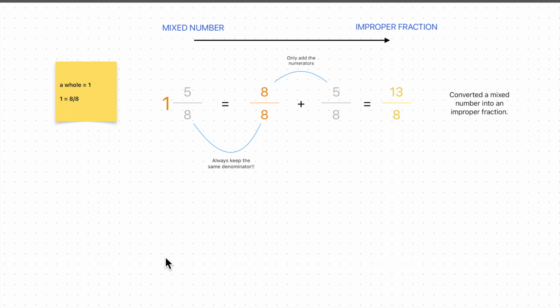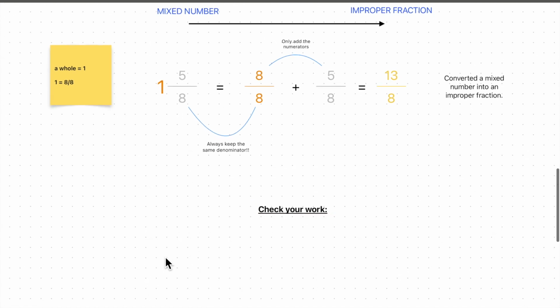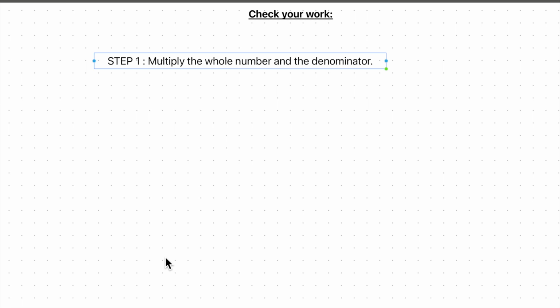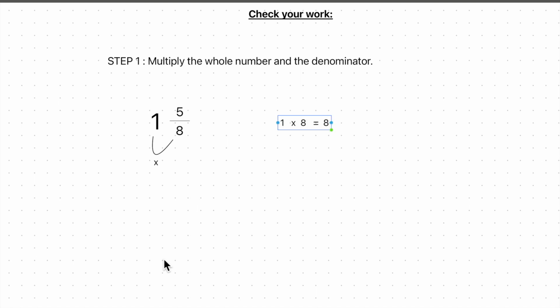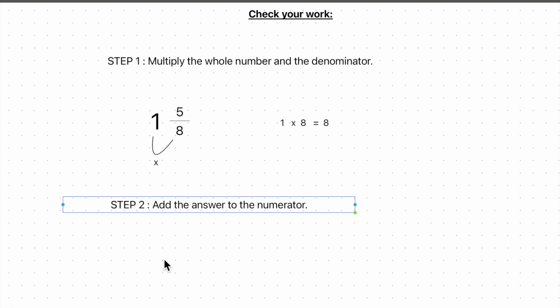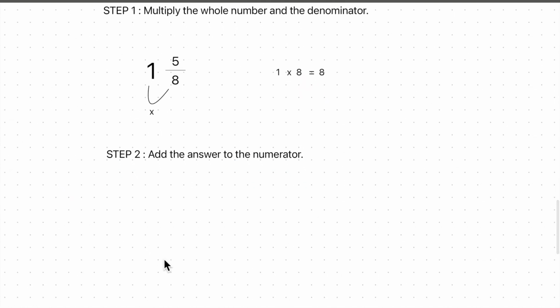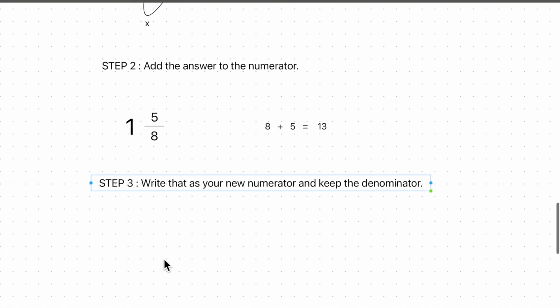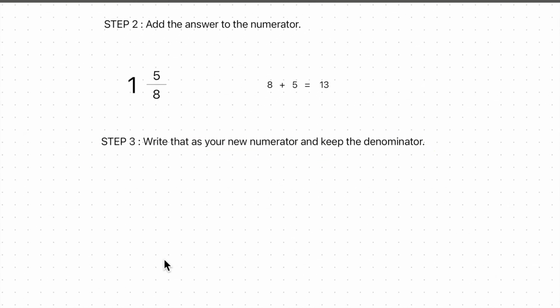But do we know if they are actually equal to each other? Well, we can find out. Take the whole number and multiply the denominator, for which you will get 1 times 8, which is 8. Then you add the numerator on top, which is 8 plus 5 equals 13, and keep the denominator the same, so your improper fraction would then be 13/8. Exactly the same as what we got at the beginning.